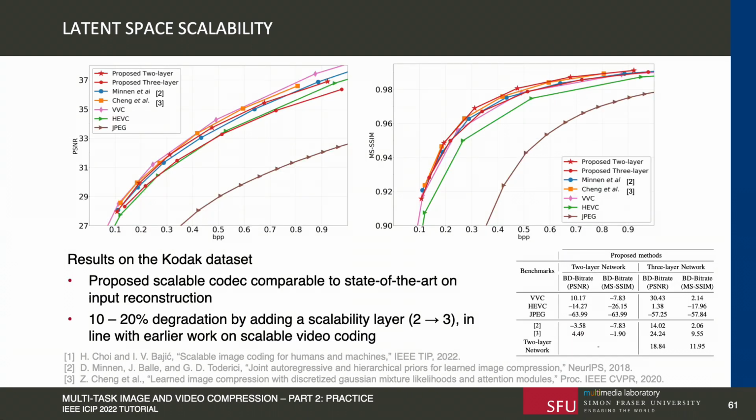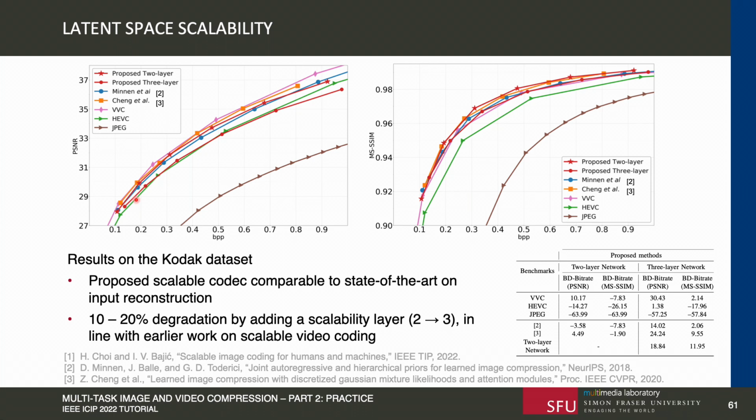Of course, we also have to test the system performance on the input reconstruction task, and that's done here in these two graphs on the Kodak dataset. So this top left graph shows the performance of bits per pixel versus PSNR for a number of codecs here. So this lowest line here is the JPEG codec. That's a bit of an outlier. Comparatively, the other codecs are somewhat similar. So we have again HEVC, VVC, the two prominent trainable image codecs, and then our 2-layer and 3-layer system.